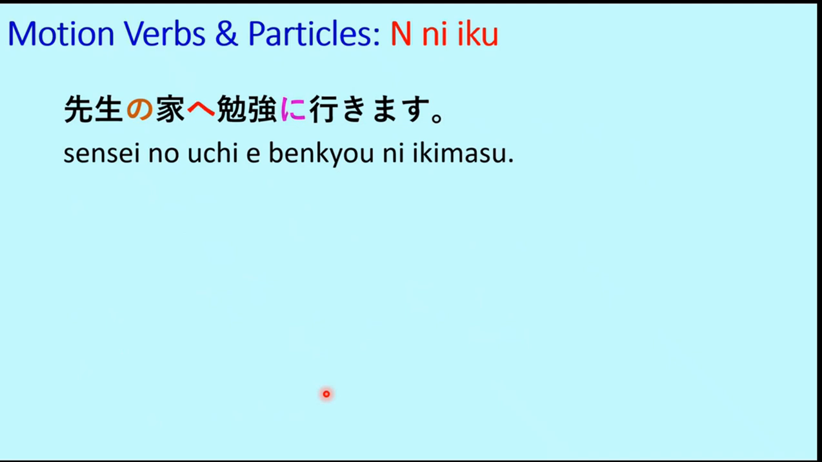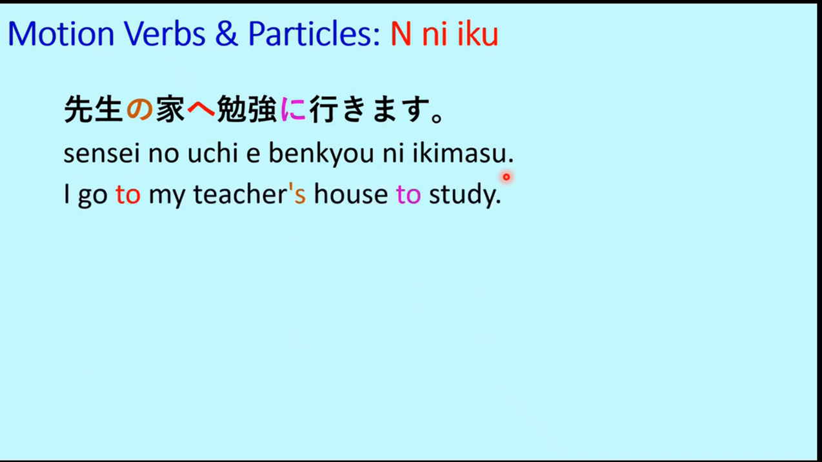And so that's why it will be followed by the e particle. And benkyou is study, which is the noun, and it is the purpose of going. So this will be followed by the ni particle. Sensei no uchi e benkyou ni ikimasu. Very, very beautiful example. I go to my teacher's house to study.